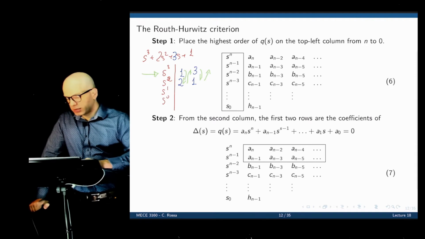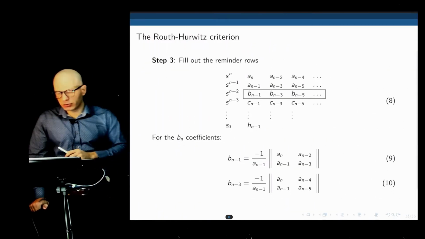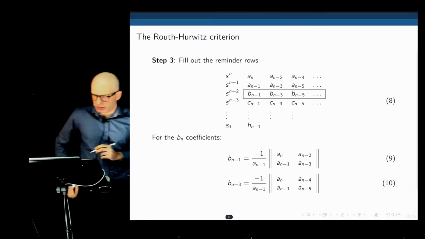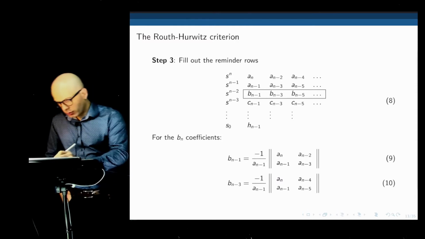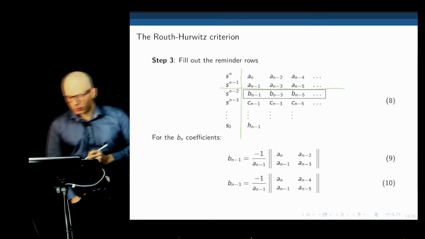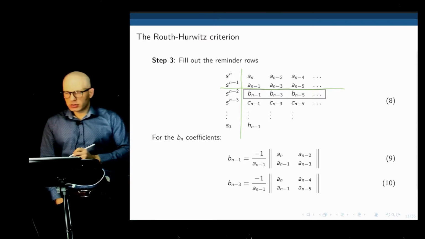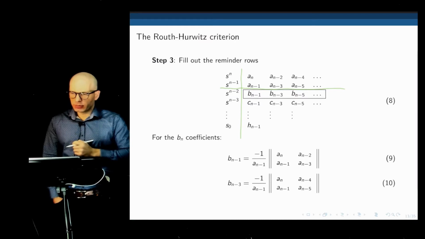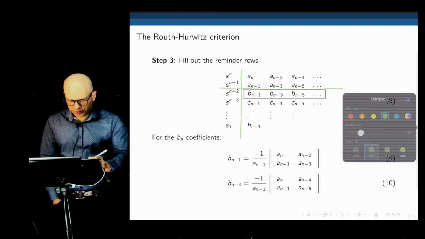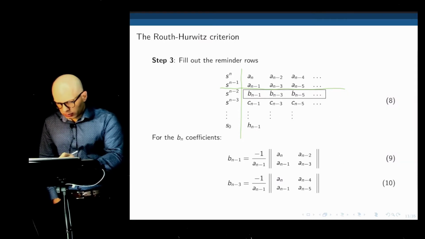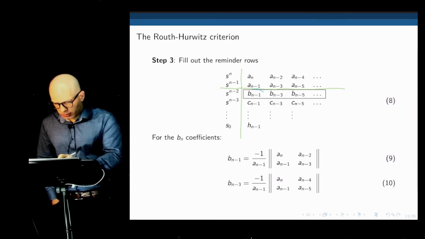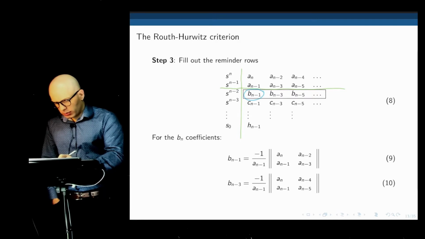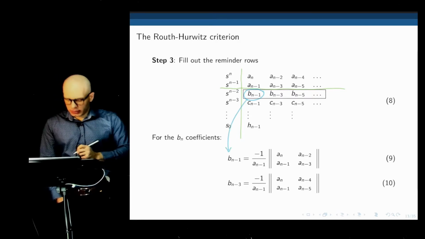All right, now let's move on to step number 3. Now I have to fill out the other rows that are under it. So we know how to do the left one, we know how to do the two above there, and now we need to fill out the next ones. So let's start with the first number, which is b n minus 1. Here is the expression for it. Let's see what it gives.